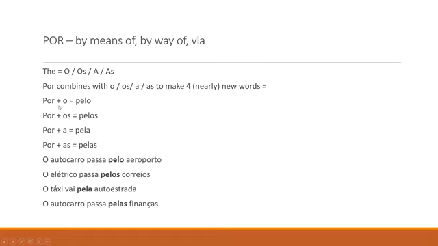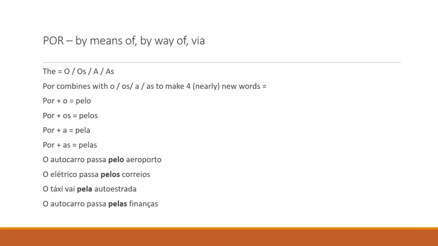So we do this, that's what I call maths. Por plus o becomes pelo. Por plus os becomes pelos. Por plus a is pela. And por plus as, pelas. Okay? So they look quite different, don't they? So this can cause quite a lot of confusion because you might not instantly associate these pelo, pelas, etc. with por. Plus, there's no great indication that we're actually dealing with 2 words here.